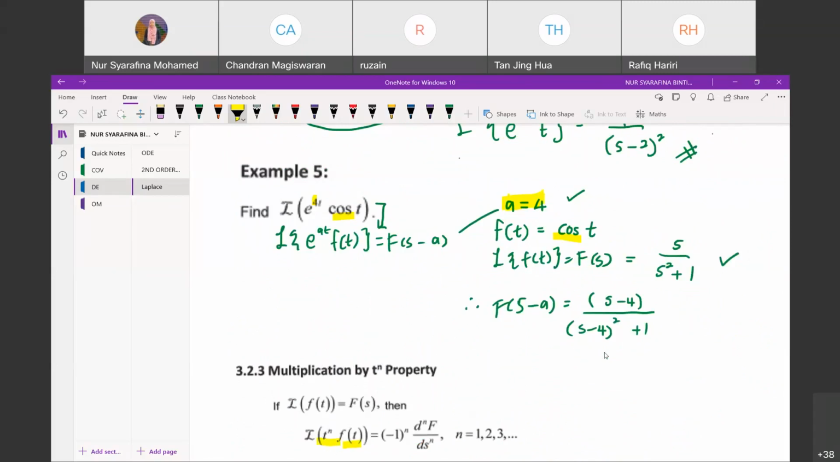Then how can we transform? By using minus 1 to the power of n, d^n F over ds^n. It means you need to differentiate the F(s) that you have taken. Okay, let's take a look at the example here.